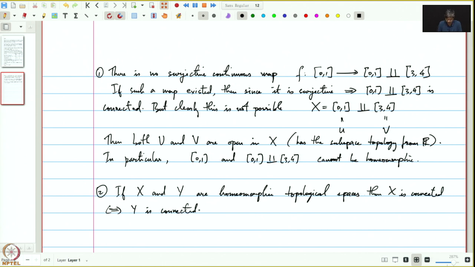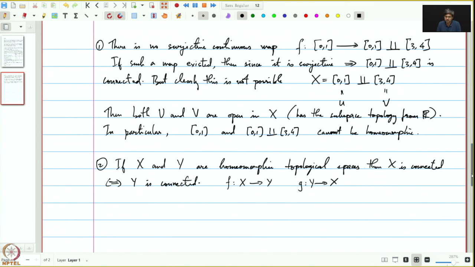This is easy because if F is a homeomorphism, that means there is a continuous bijective map from X to Y. Therefore, the image of F is all of Y, and since X is connected, Y is connected. Conversely, if Y is connected, we can take the inverse of F, call it G, and since the image of G is all of X, X is connected.